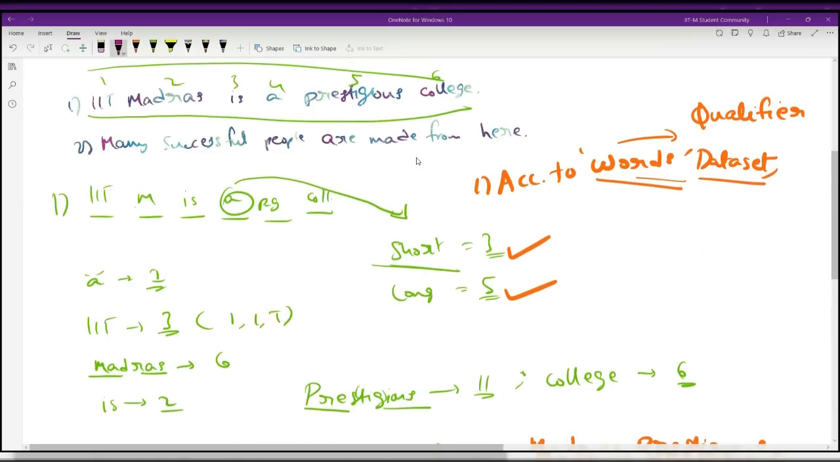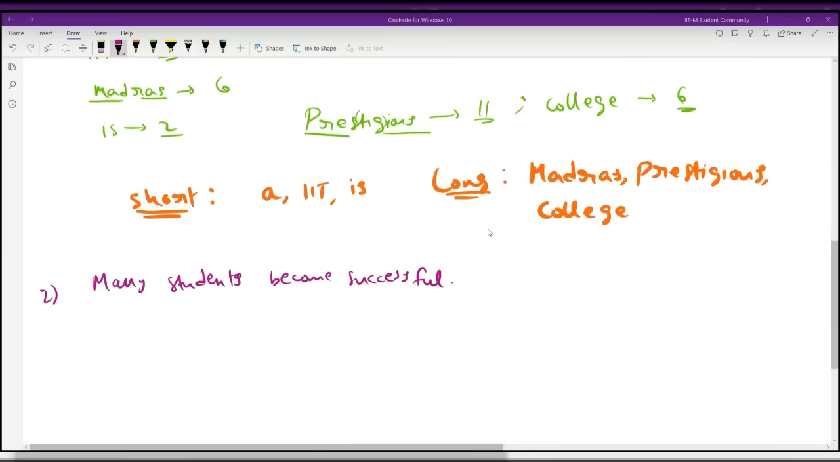Many successful are made from here. This is very odd to hear as well. Many students become successful. Okay, let's stop it here. Many students become successful. Okay, consider this the second sentence.